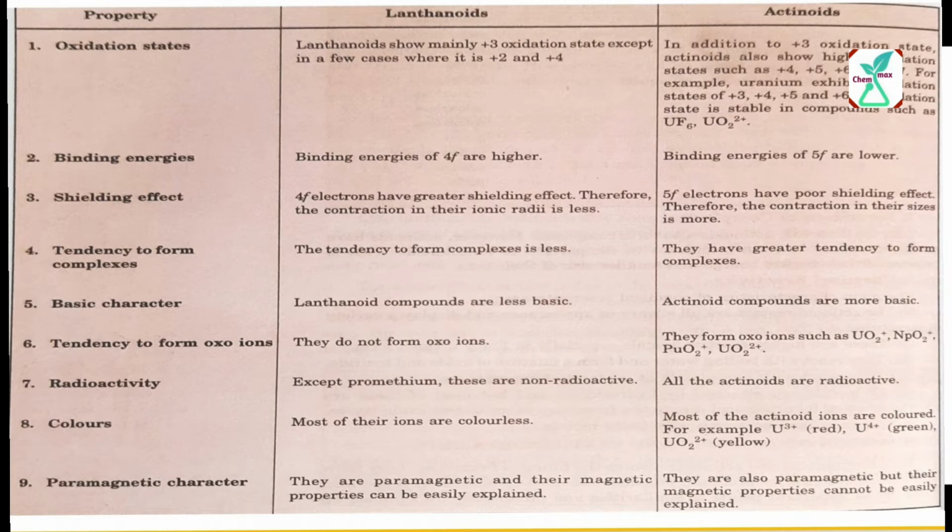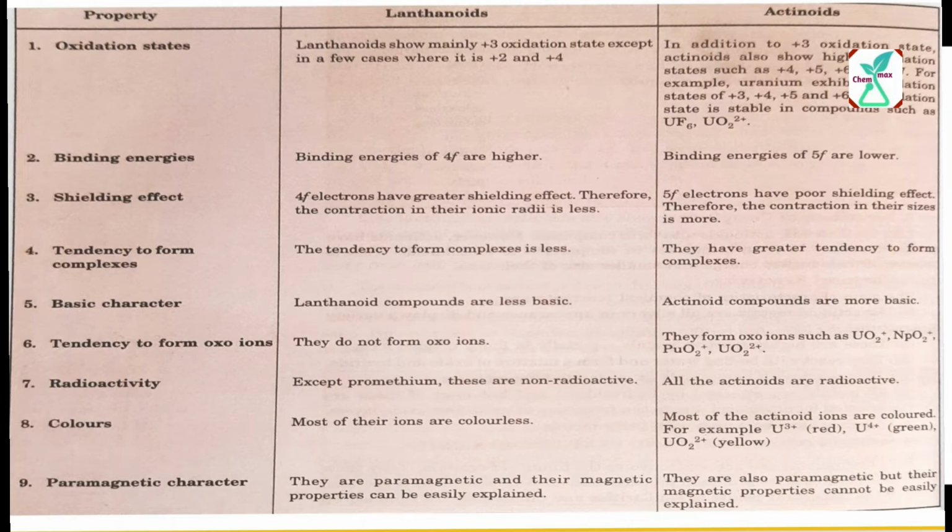In both the series, the predominant oxidation state is +3. That means the common oxidation state of both lanthanides and actinides is +3. In both the series, f orbitals are being progressively filled, like 4f0, 4f1, 2, 3, 4 and so on. And both show a decrease in covalent and ionic radii with increase in atomic number. This is also called lanthanide contraction and actinide contraction. I think you have heard about this term.